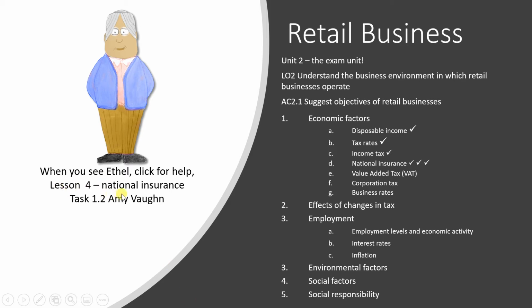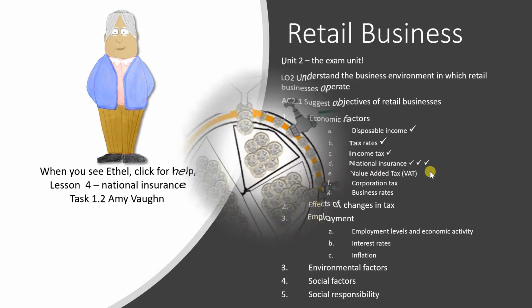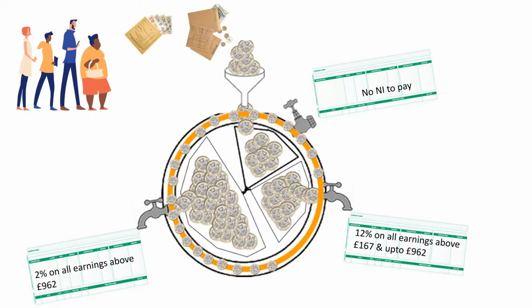AC2.1.2, we're now looking at Amy Vaughn as our investigation on how to calculate national insurance. This is the image I'd like you to continue with in order to understand national insurance. You've got people who are queuing up to use the national insurance money spinner. The idea is they don't know their deductions of national insurance, so they throw in their pay packet and the machine calculates it for them.